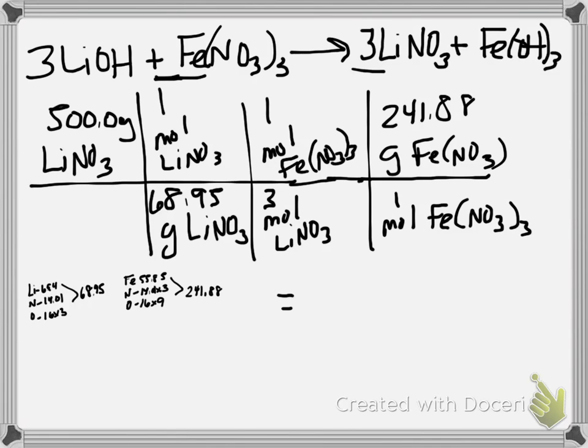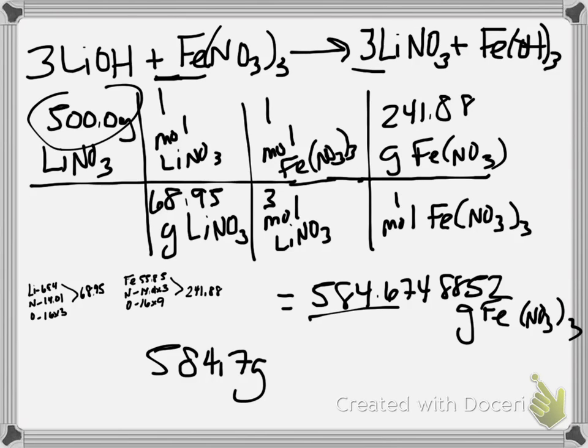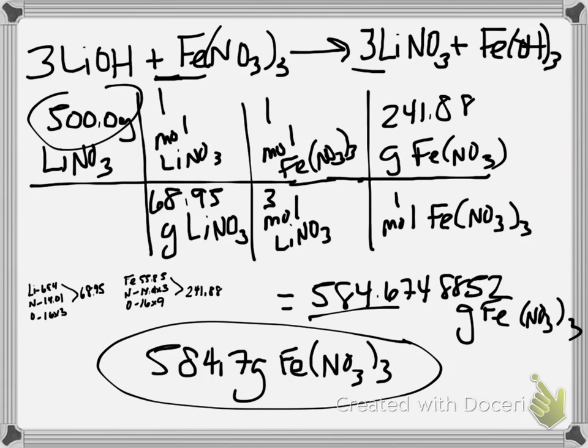Okay, so when we do all of our math, we get a raw answer of 584.6748852 grams of iron 3 nitrate, and we have 4 sig figs, so we get 584.7 grams of iron 3 nitrate as a final answer.